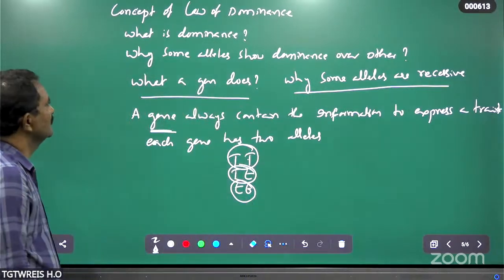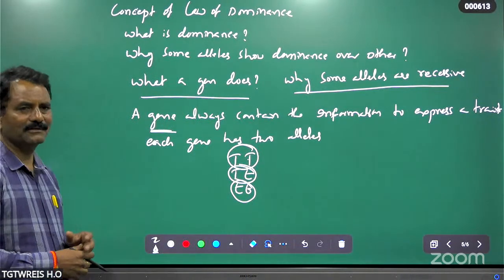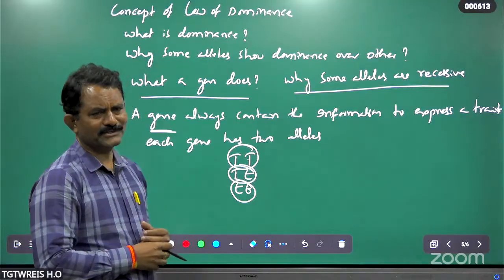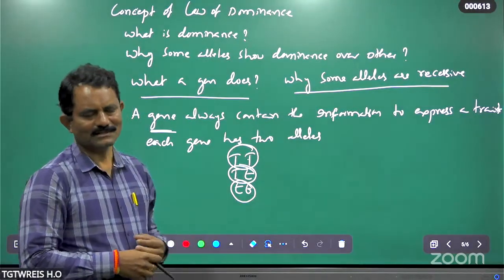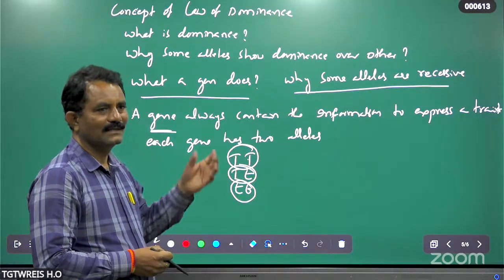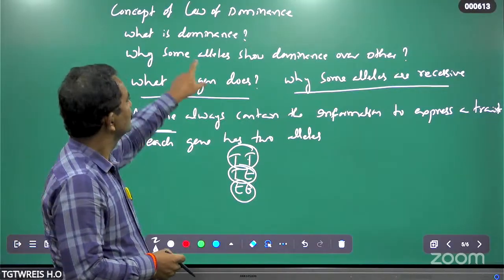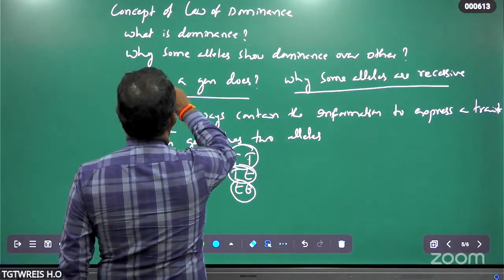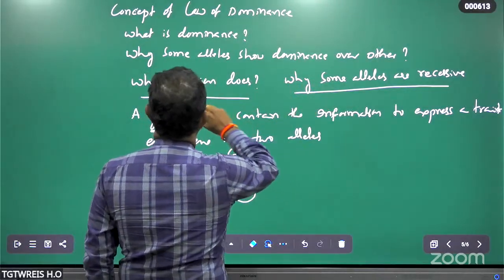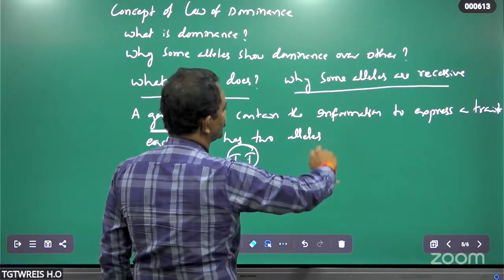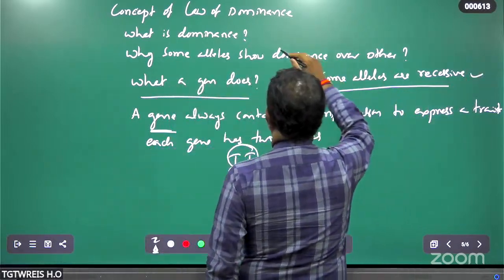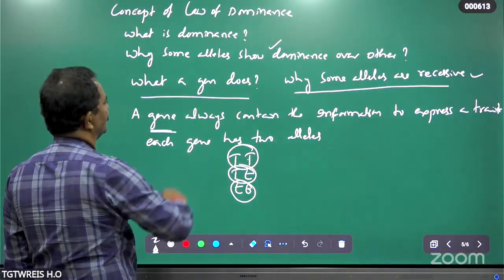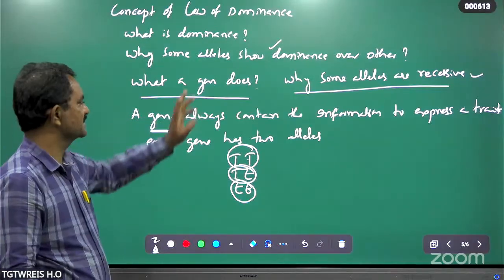So it is the concept of law of dominance. Law of dominance means, already we know what is dominant, what is recessive. So what is dominance? In hybrid condition, one allele dominates over the other. The dominating allele is called dominant allele. The other allele is called recessive allele, right? Why do some alleles show dominance over the other? Why are some alleles recessive? Why are some alleles dominant?